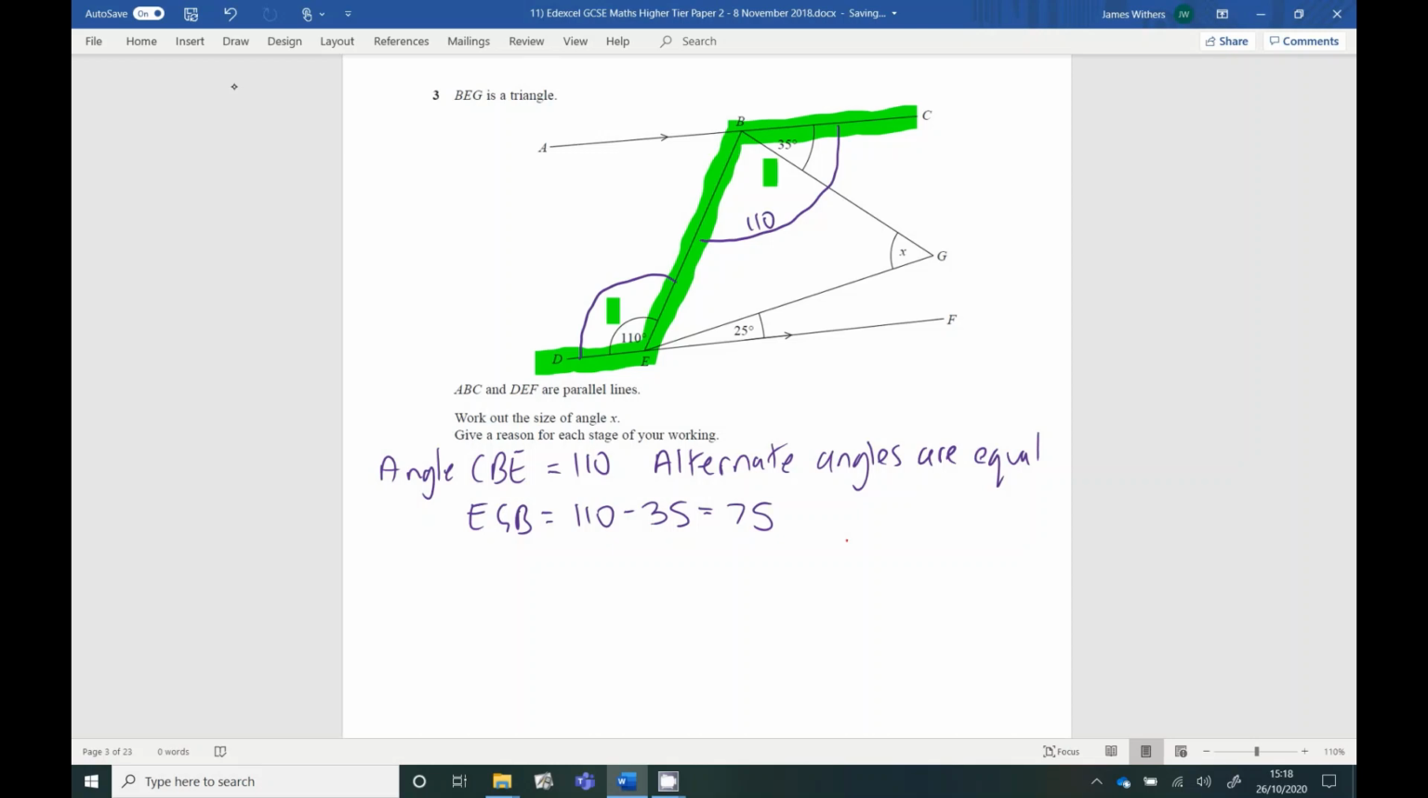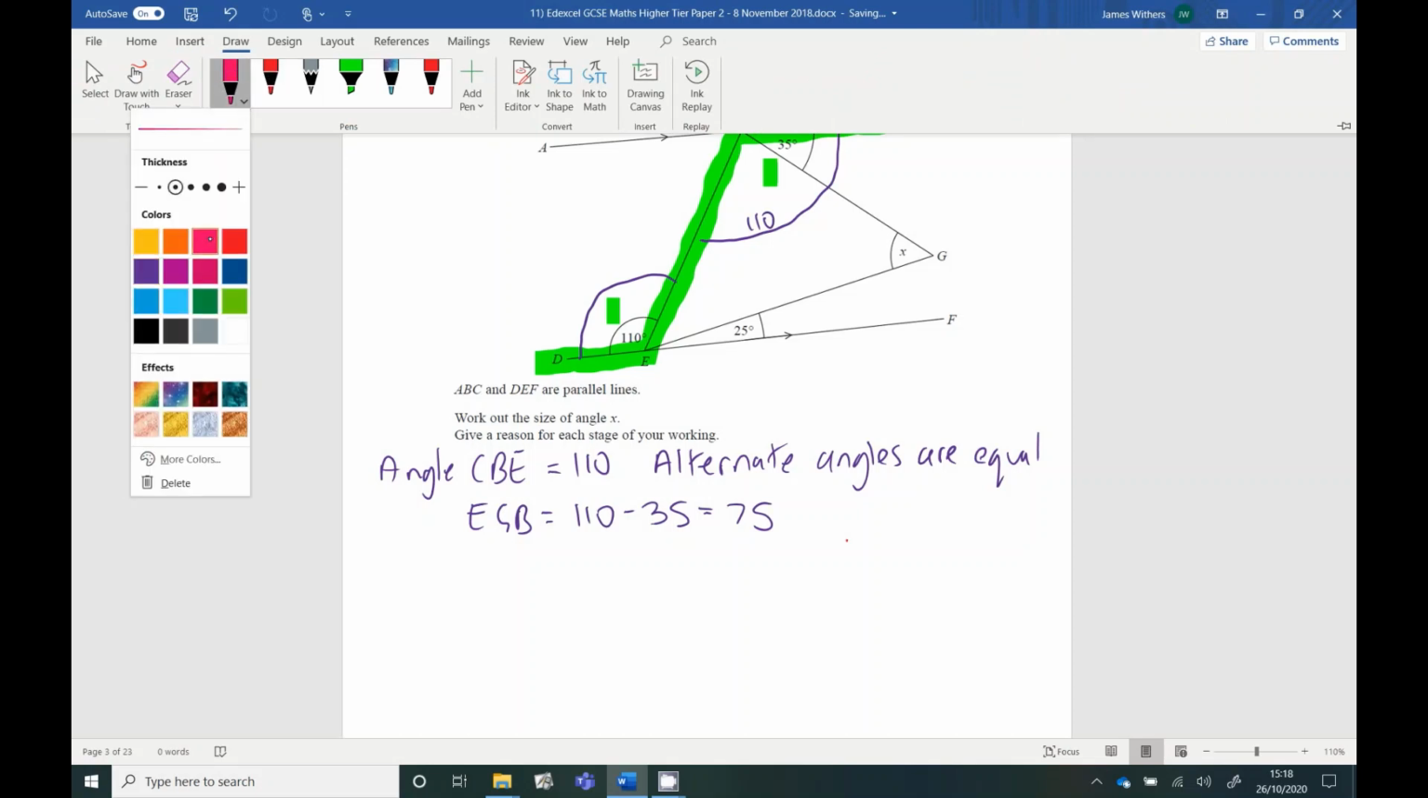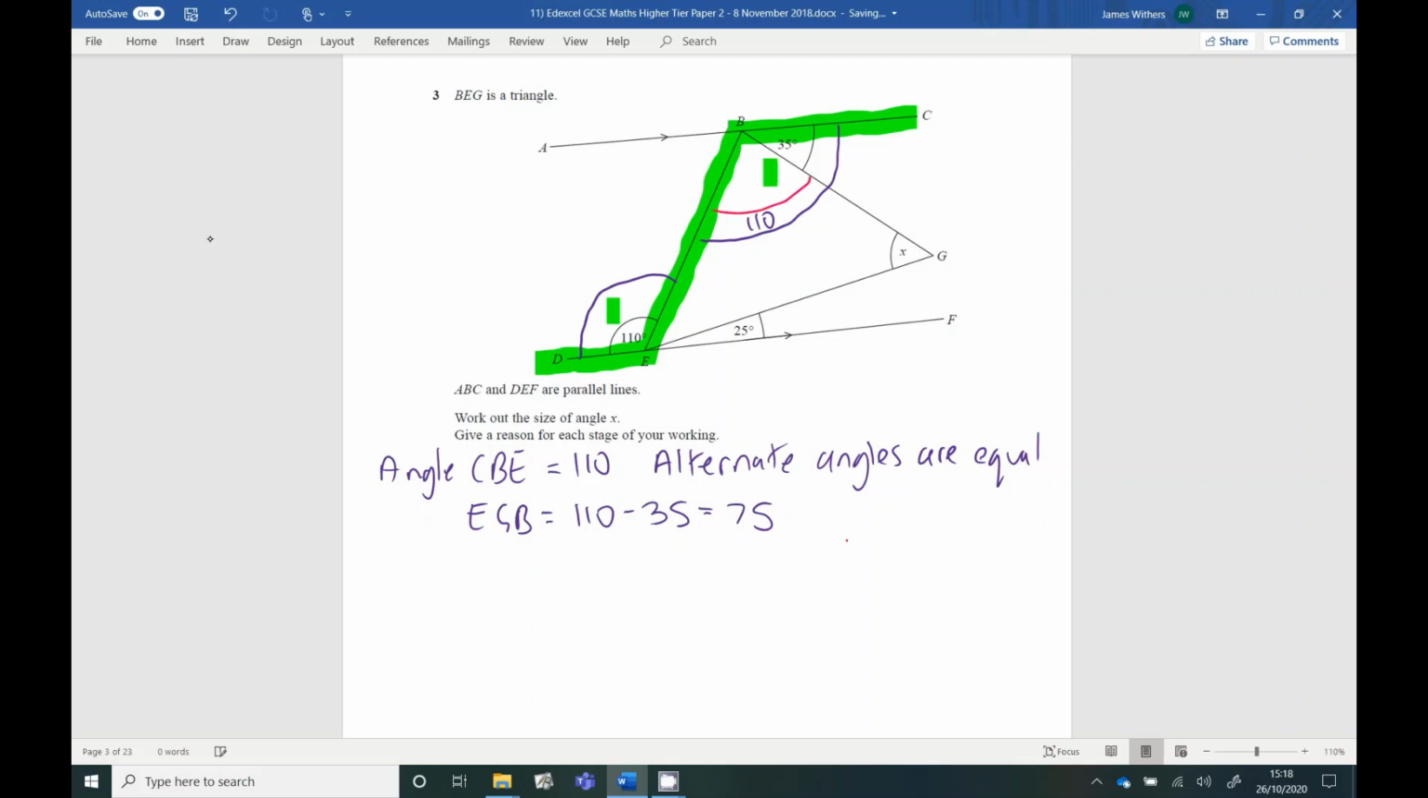Now, what should we do next? So that's got that angle inside the triangle, so we know that. So what we're saying is we know that angle there, we just worked out, is 75 degrees. So, well, let's go and try and concentrate on the bottom.